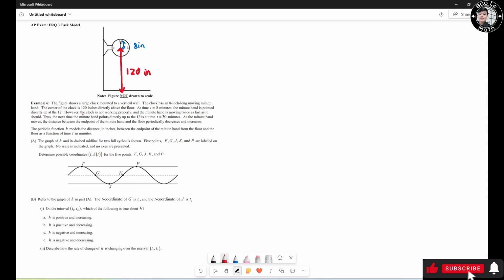However, at time t equals 0 minutes, the minute hand is pointed directly up at the 12, right? So right here, t equals 0.